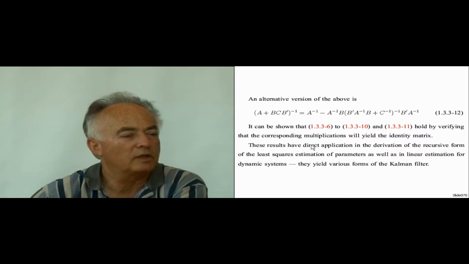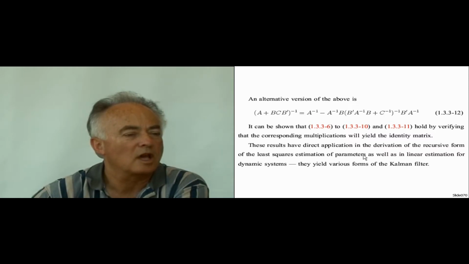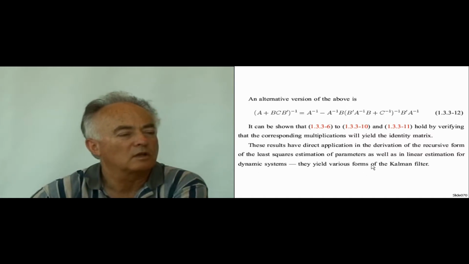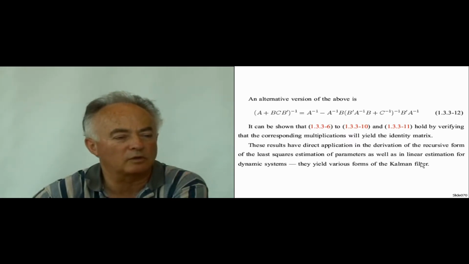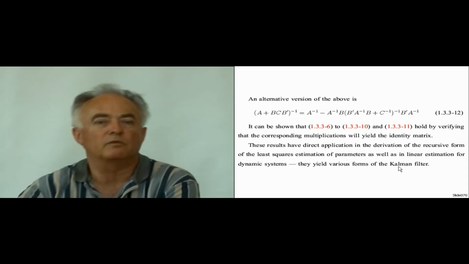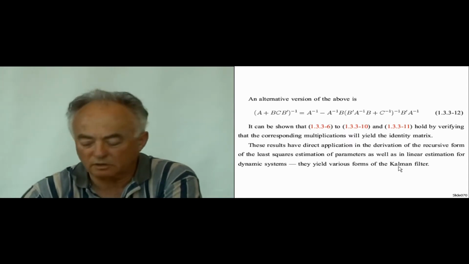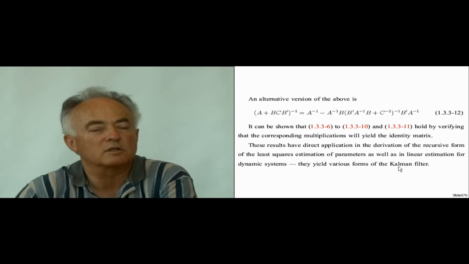Now, these have direct application in the derivation of the recursive form of the least squares estimation of parameters, as well as in linear estimation for dynamic systems. It turns out they yield us various forms of the Kalman filter, and I should also point out that the least squares estimation of parameters and state estimation for dynamic systems, the Kalman filter, have a lot in common. They can be put into very similar forms. They're not exactly the same thing, but quite similar.